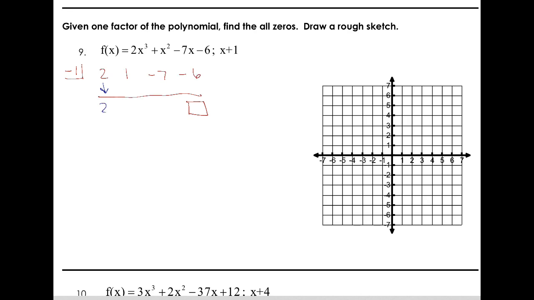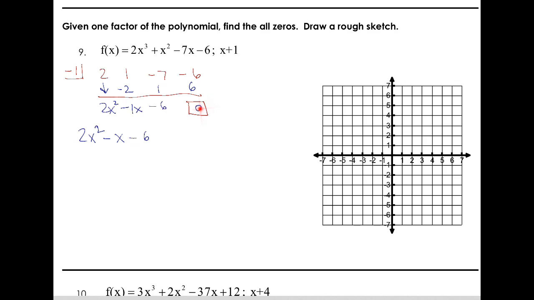Drop that down automatically. 2 times a negative 1 is a negative 2. It's negative 1. Positive 1, negative 6. Negative 1 times a negative 6 is a 6. That's a 0. Remember, we take 1 off the exponent, so that's 2, 1, or count backwards, x to the 0, x to the first, x to the second. Rewrite it, 2x squared minus x minus 6.